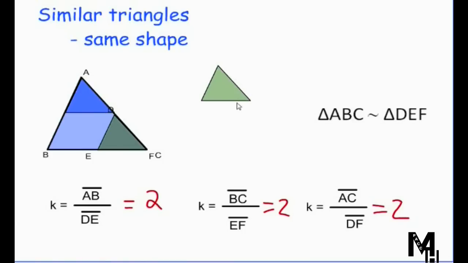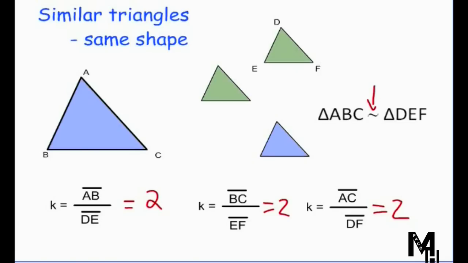Ergo, we notice that all three ratios are the same. So this is an important characteristic of similar triangles. And when you identify that triangles are similar, one of the things that is useful to use is a statement of similarity. So the statement of similarity is that triangle ABC is similar to, and this is the symbol for similarity, is similar to DEF.